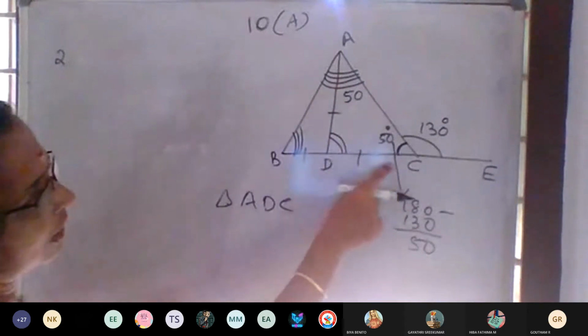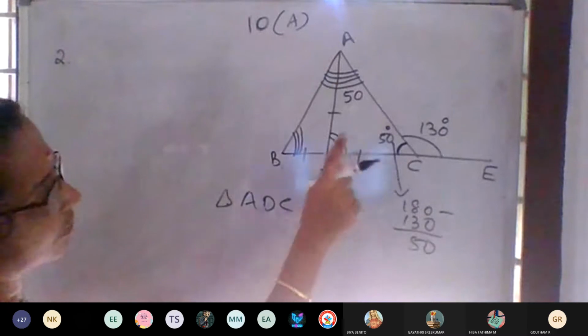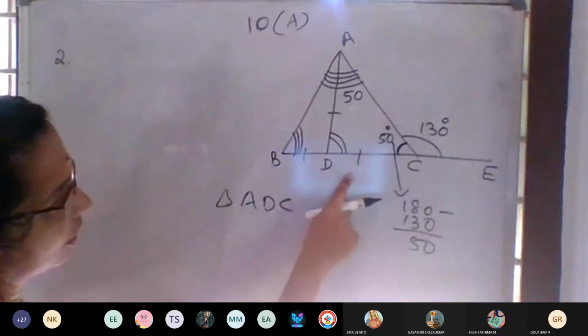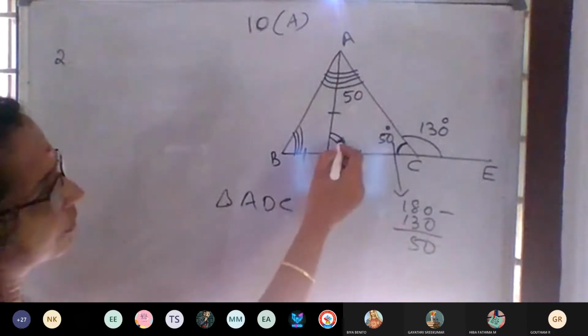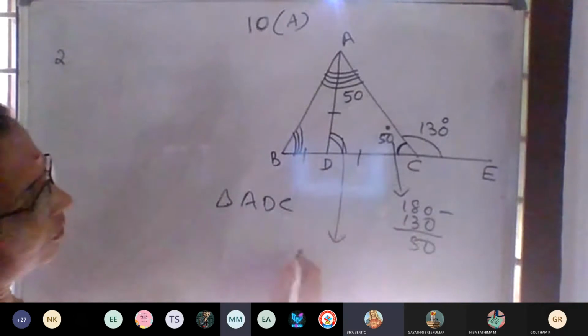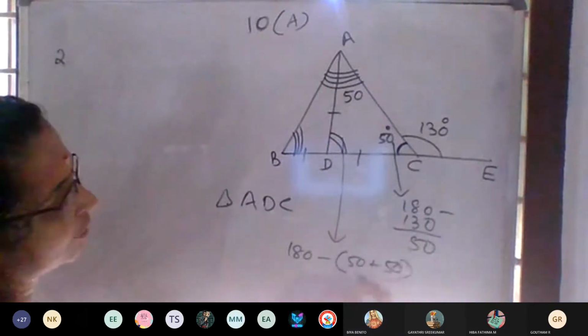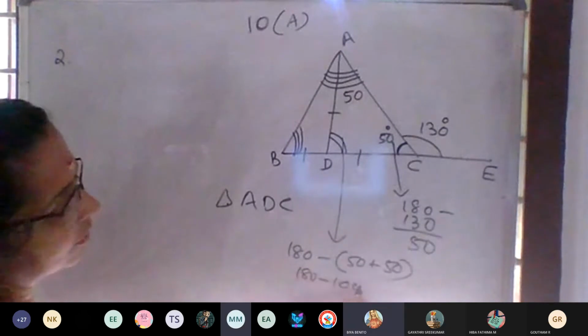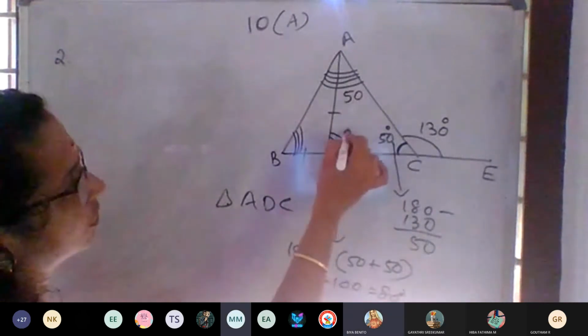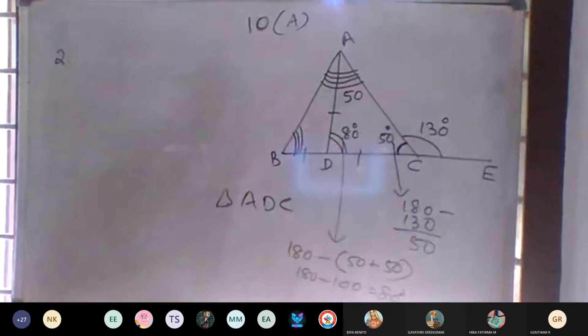Then if you are considering this triangle ADC, sum of angles of a triangle is equal to 180 degree. So what will be D? 180 degree minus 100, that is 80 degree. So that is our first part, ADC.